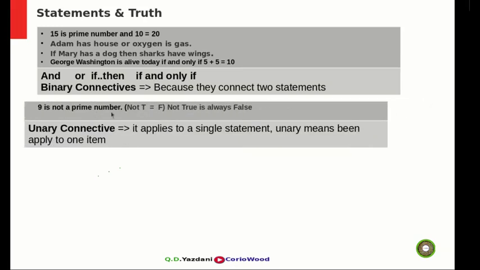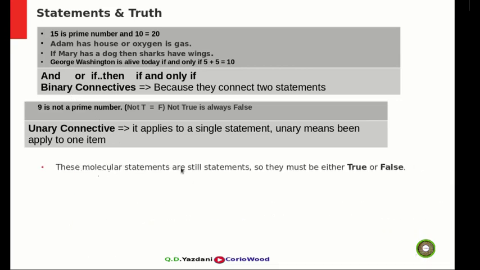9 is not a prime number. Not true is equal to false, as we said in the last slide. Not true is always false. So this is an example of unary connectives. The first one, and, or, if-then, if and only if, is an example of binary connectives. And the second one, 9 is not a prime number, where we use not, is a unary connective. A unary connective applies to a single statement. Unary means applying to only one item. So this is unary because we are not using and, or, if-then, if and only if. We are just using not. So this is a unary connective, and that's a binary connective.